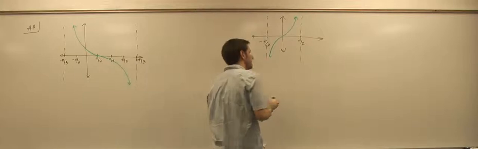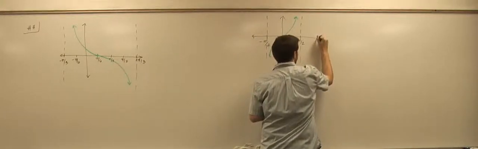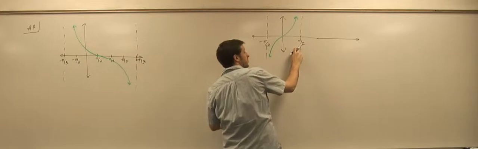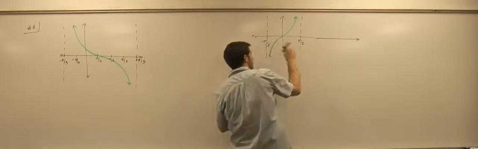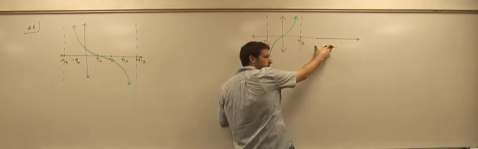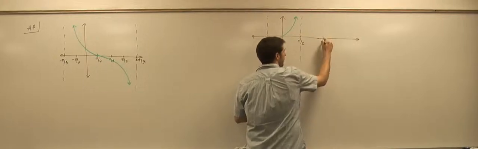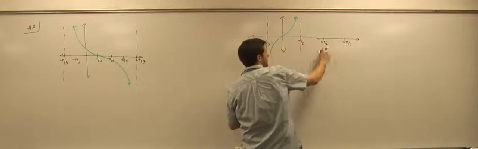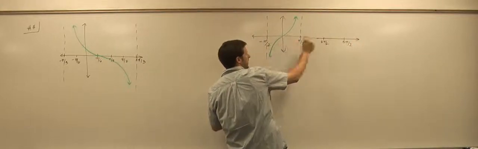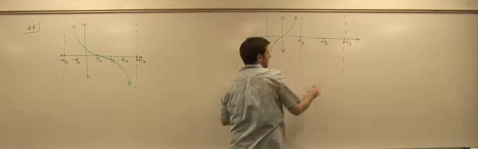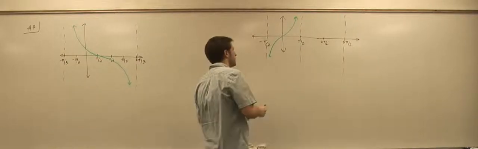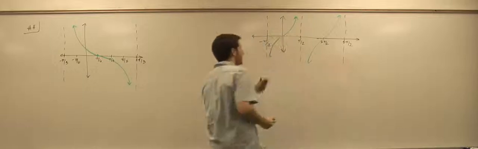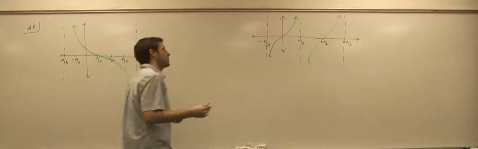And if I wanted another period of tangent, you guys know what the next asymptote would be? 3 pi over 2, because tangent repeats every pi. So you would go 2 pi over 2, 3 pi over 2. This will be a 0, because this is right in the middle, and this will be an asymptote. So from here, you can flip this and get the graph of cotangent really easily.